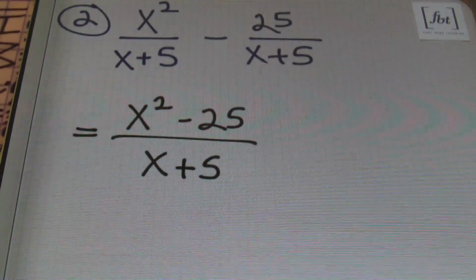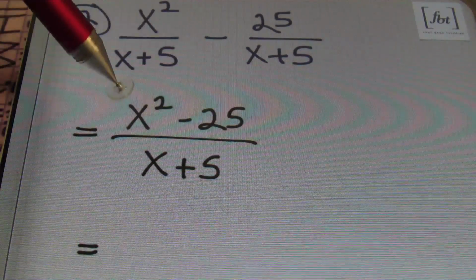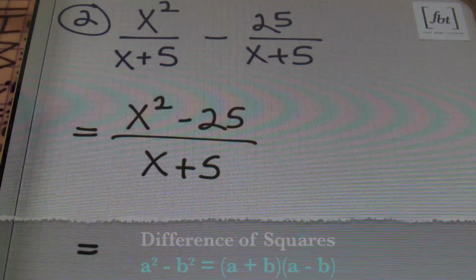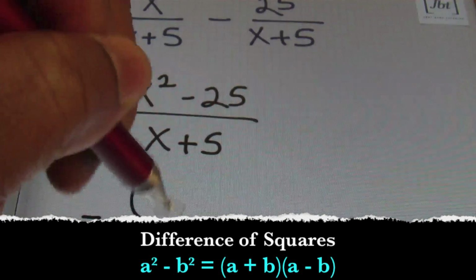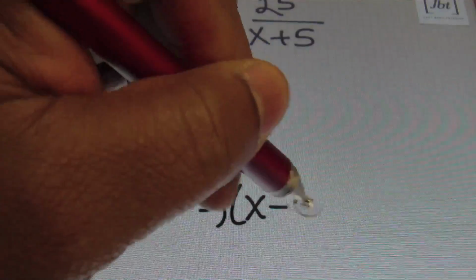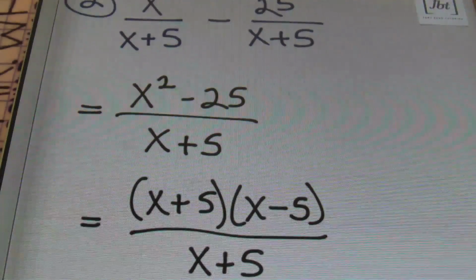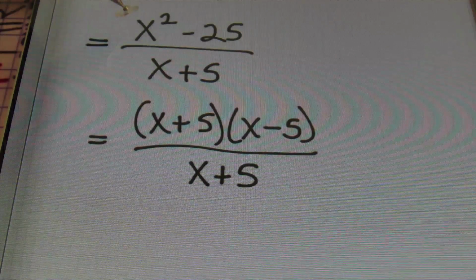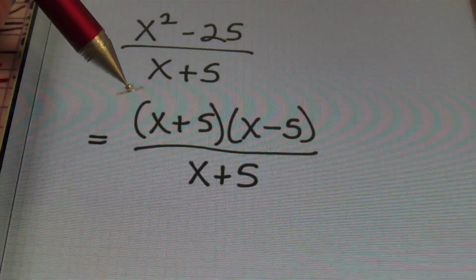All right, now you should recognize that your numerator is a difference of two squares. This x squared minus 25 can be factored, and that's exactly what you're going to do. You're going to factor the numerator, and that's going to give you a result of x plus 5 times x minus 5. And all of that is going to be over my common denominator, which is x plus 5. So I had this difference of two squares. I factored it into the following: x plus 5 times x minus 5.